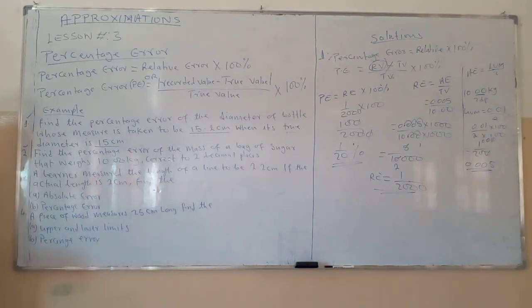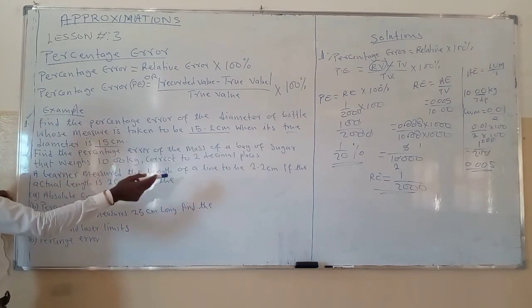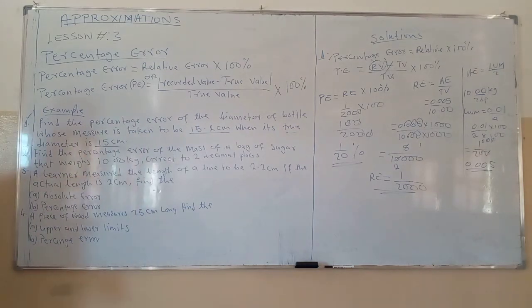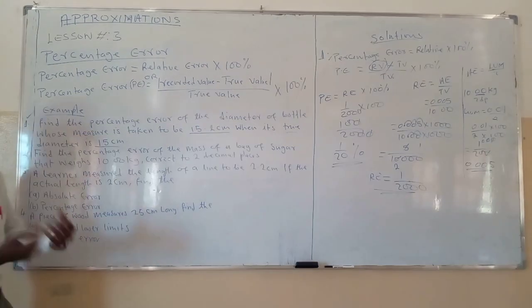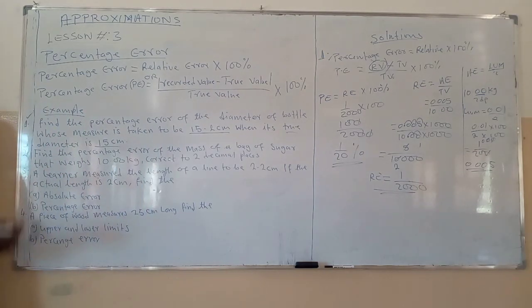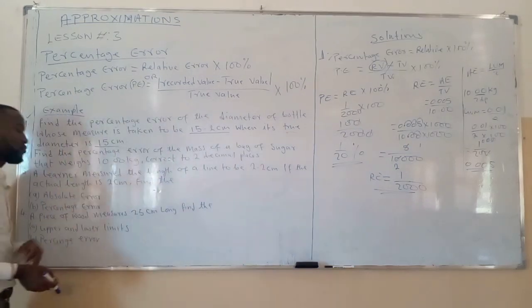Now let us come to another question, question 3, of course. Question 3 is a mixture of whatever we have been doing. Elena measured the length of a line to be 2.2 centimeter. If the actual length is 2 centimeter, find A, the absolute error, B, the percentage error. So now here they want to see if you have understood all the lesson videos that we have made so far. Can you answer absolute error? Yes. Can you answer percentage error according to the knowledge that we have already done here? Yes. Therefore, this should be easy for you.